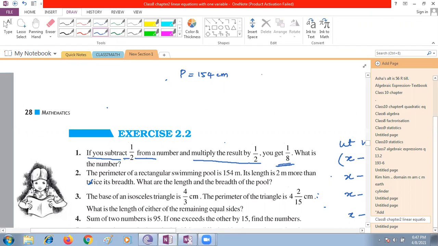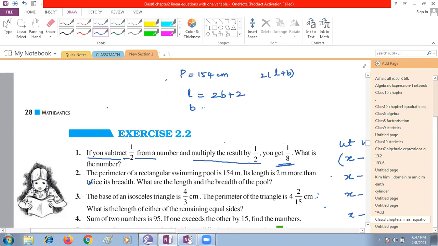We know that the perimeter of a rectangle is equal to 2 into (length plus breadth). What is the relation between length and breadth that is given? Breadth, you take as B. Length is equal to 2 meters more than twice its breadth. That means twice its breadth means 2B. 2 meters more means you have to add 2. Yes or no?